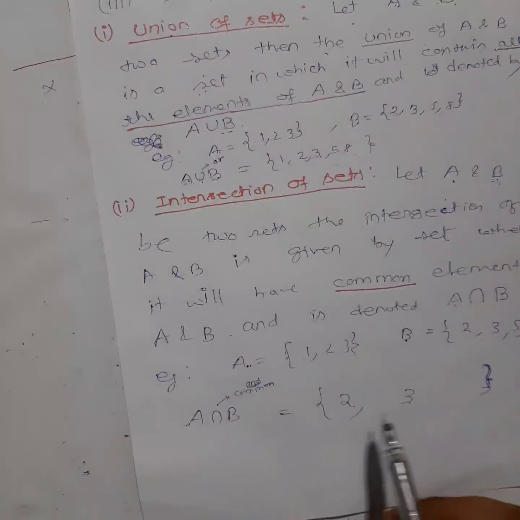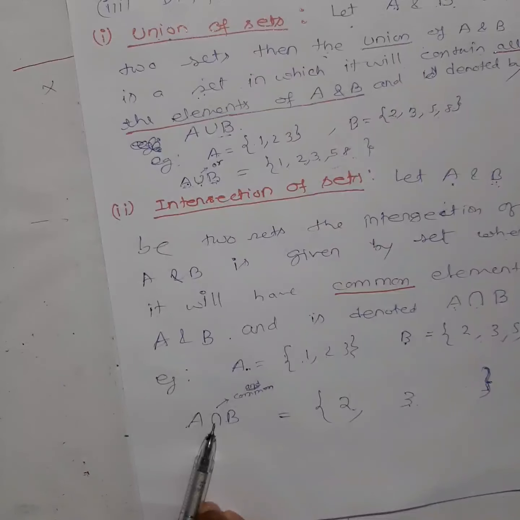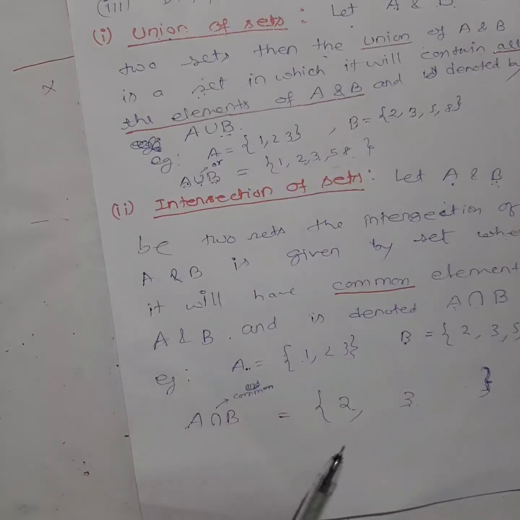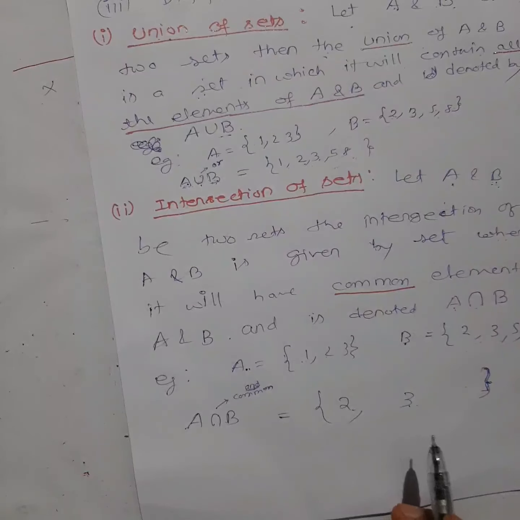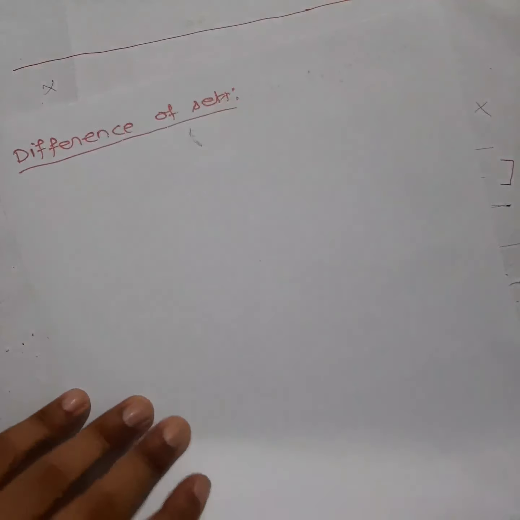So in this case, I hope it is clear what is the meaning of this intersection. Intersection means this will contain elements. What kind of elements? Common elements only. Okay. So last one is difference of sets.